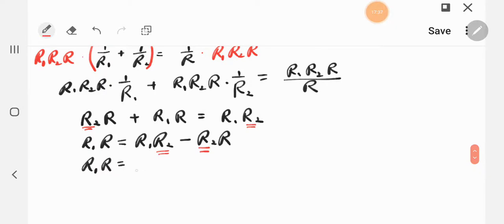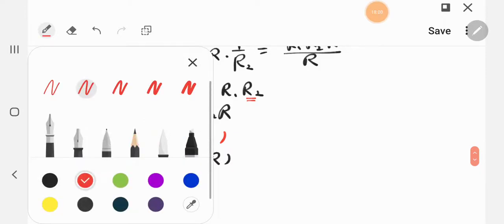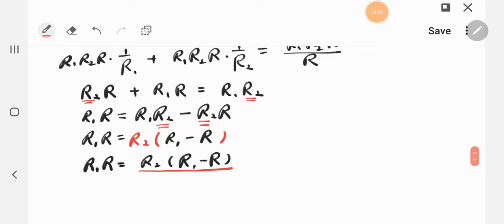So why don't you factor out R2 and combine the like terms because we want to solve for R2. Factor out R2, then R1 minus R. And then divide each side by what? We want to find R2, right? So let's get rid of this binomial factor, R1 minus R. So divide each side by R1 minus R.